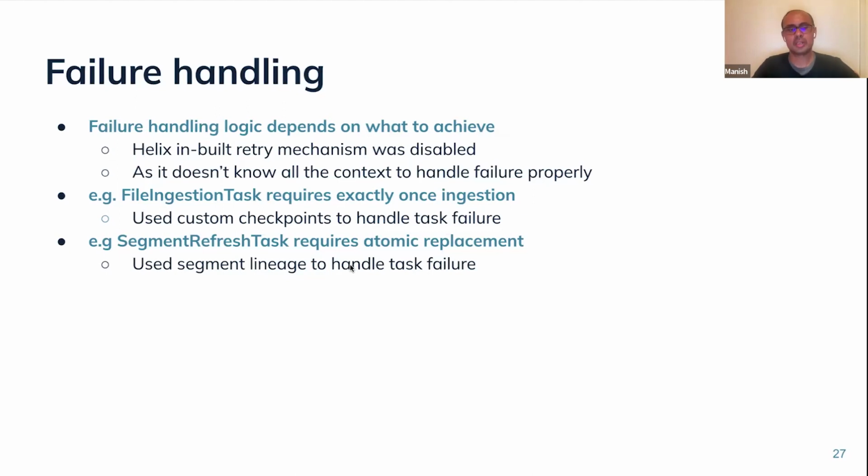We want all or nothing when we're taking the segments of the table and trying to repartition or merge or split. We want to atomically replace the segment. For example, the segment refresh task picks one segment and breaks that segment into two segments, right? Say we want to split.